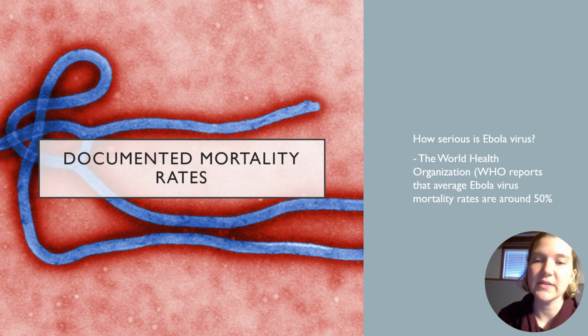So how serious is the Ebola virus? The World Health Organization reports that average Ebola virus mortality rates are around 50%. They also report that past case fatality rates have varied from 25 to 90% dependent upon containment circumstances and overall responses to the outbreak. This percentage means that in each population, the average mortality rate for those who acquire Ebola virus is 50%, i.e., 50% of diagnosed individuals die from the virus.